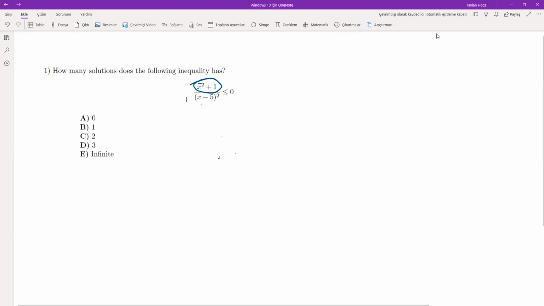x squared plus 1. What is the sign of x squared plus 1? Positive, strictly positive. It can't be 0 at all. What about x minus 1 squared? Positive as well. Very well. So now positive over positive is positive. Mark, x minus 5 can be 0, so can it make the whole expression 0 in this circumstance?